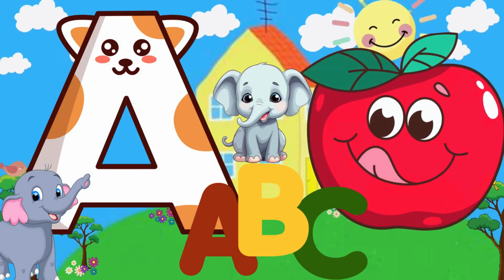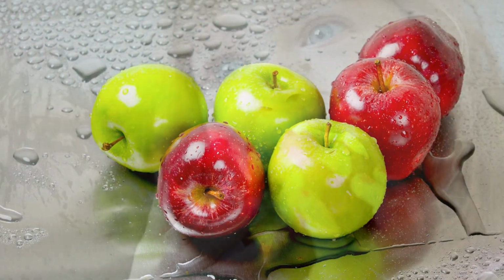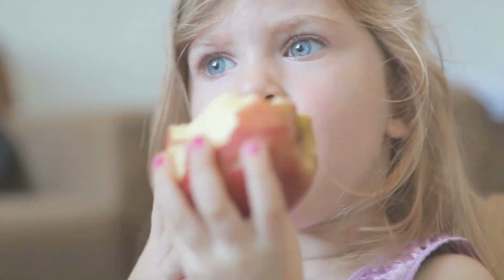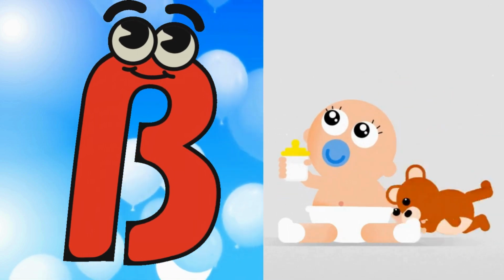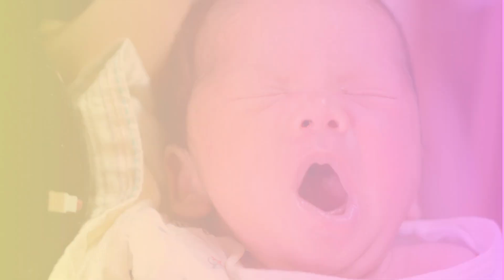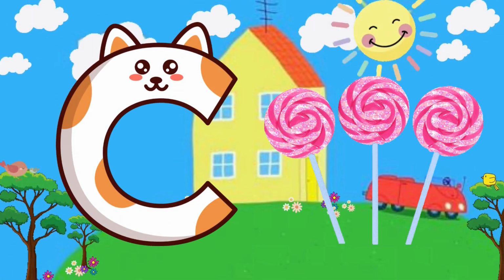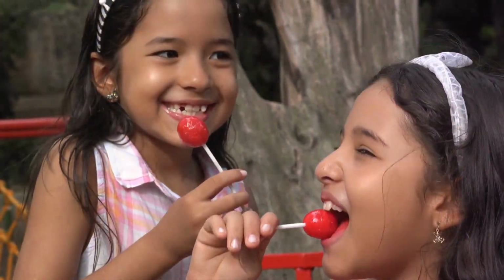A is for apple. A, a, apple. B is for baby. B, b, baby. C is for candy. C, c, candy.